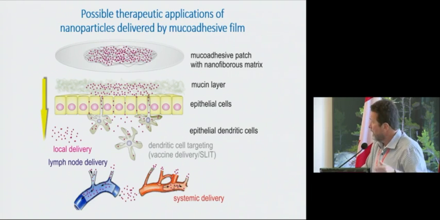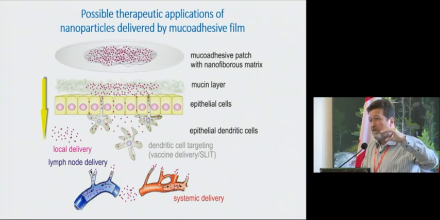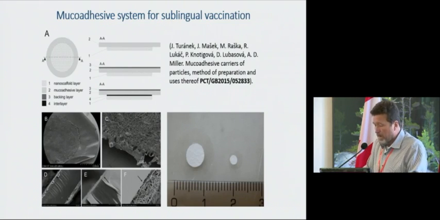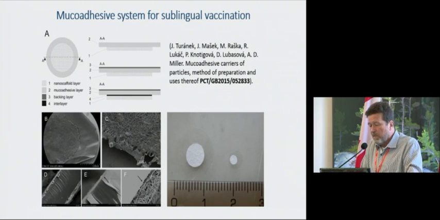Sorry, I haven't a pointer, so I cannot describe the situation. But you can see on the top the antigen forming some gradient, and the gradient can increase penetration of the antigen into submucosal tissue. We have developed these mucoadhesive films, and the heart of the film is a special material. It's a non-woven nanotextile. The material was developed at the Technical University in Liberec, and we are collaborating with this group. And we have applied for 2 patents for this system.